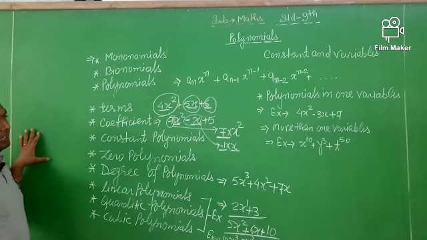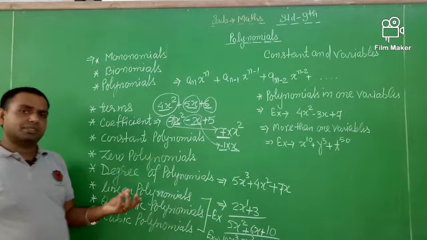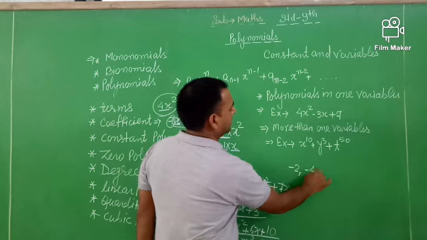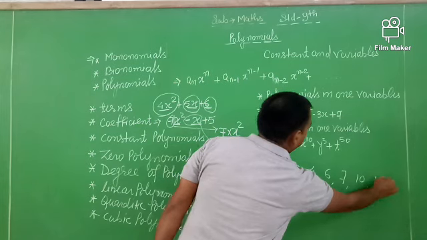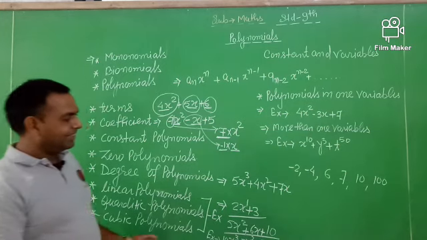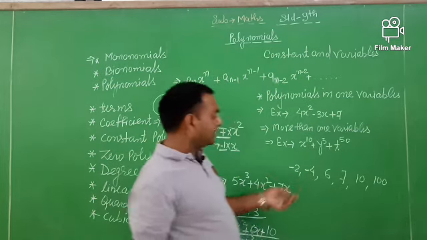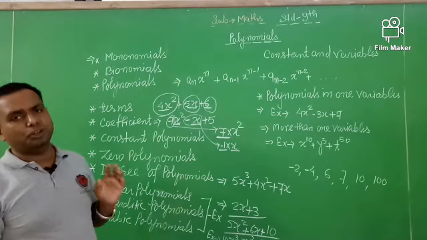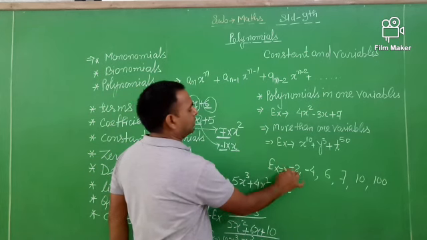Constant polynomials means any polynomial that only has constant terms, for example -2, -4, 6, 7, 10, 100. These are examples of constant polynomials. You can see that here there are only constant terms. If any polynomial has only a constant term, you can say this is a constant polynomial, and these are the examples.